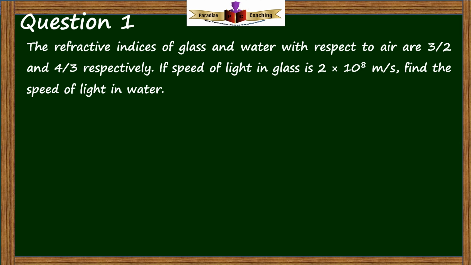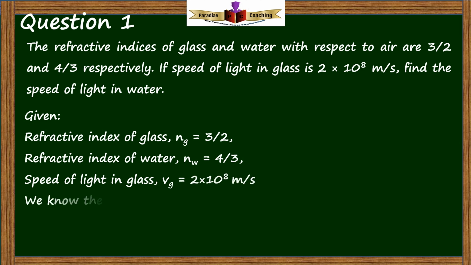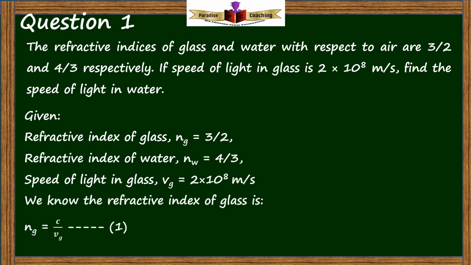After reading the question, let's write the given values. Refractive index of glass, ng equals 3 by 2. Refractive index of water, nw equals 4 by 3. Speed of light in glass, vg is equal to 2 times 10 raised to 8 meters per second. We know the refractive index of glass is ng equals c by vg.